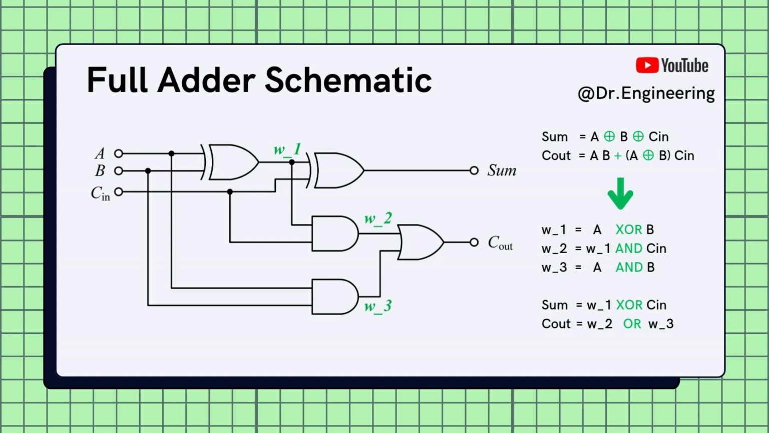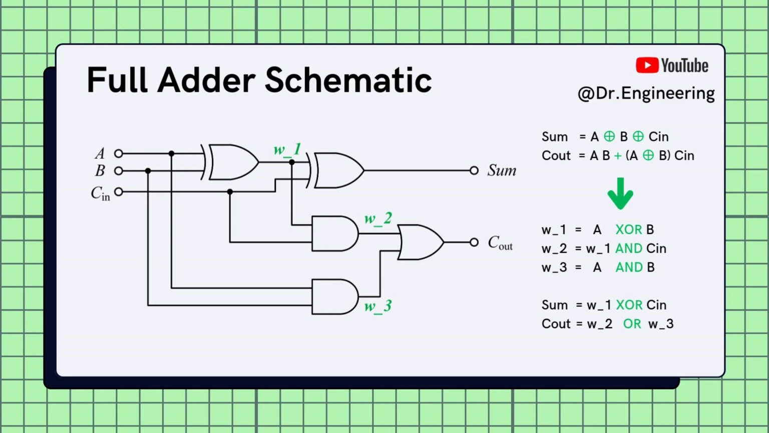Next, we calculate 2 more intermediate signals, W_2 and W_3, which help determine the carry-out, Cout. W_2 is the AND of W_1 and Cin, helping to track whether both Cin and the XOR of A and B are high. W_3 is the AND of A and B, ensuring that the carry happens when both inputs A and B are high. Now, let's calculate the outputs. The sum is calculated by XOR of W_1 with Cin, as per the full adder equation. The Cout is obtained by OR of W_2 and W_3, covering all cases where a carry is needed.